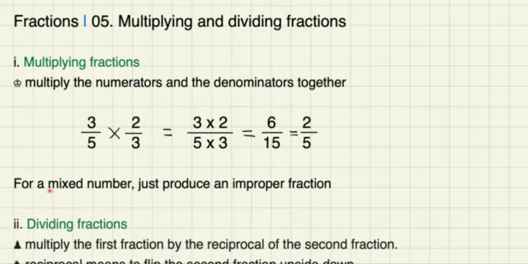Just keep in mind that for a mixed number, something like 2 and a half, which has an integer and a fraction, you can multiply these together quite easily by making them into improper fractions. I'll just show you how that's done. So for instance, you could have 2 and a half multiplied by 1 and a quarter, let's say.